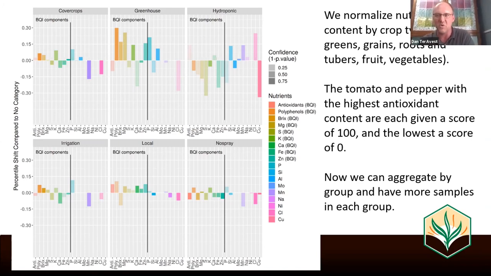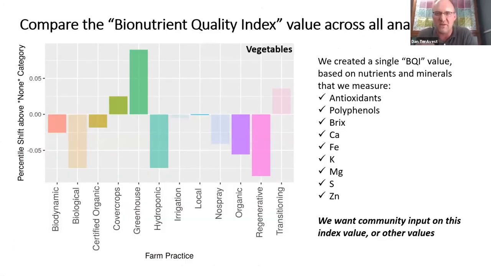So the next step is to try to do one more level of aggregation. And we created something that we call the Bionutrient Quality Index. The idea here is that we take a subset of the nutrients that we measure that meet a set of parameters. That is, more is generally better, they're generally lacking in the human diet, and there's not really such a thing as too much.